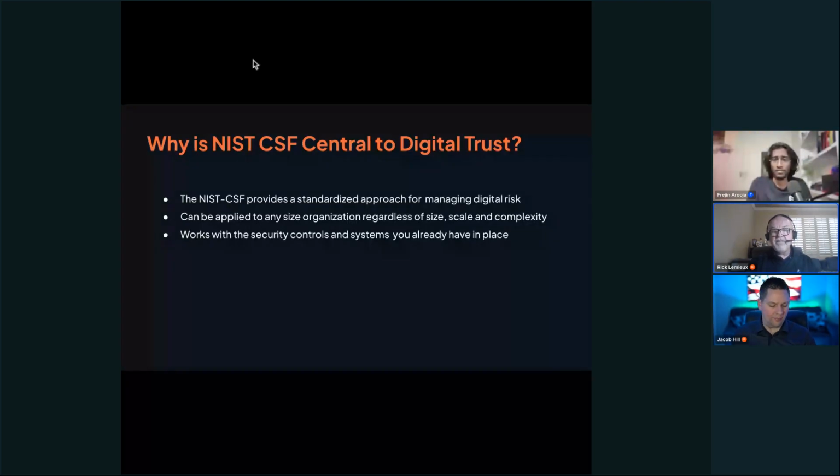It also gives the government a way to measure how well we are doing as a country to not only protect our critical infrastructure, but to protect our economy by protecting our businesses. So that framework has become central to not only helping organizations manage their risk, but also establish that digital trust relationship, whether it be with constituents or customers.